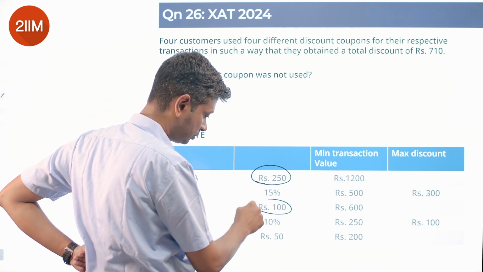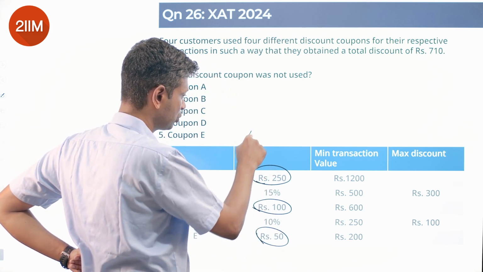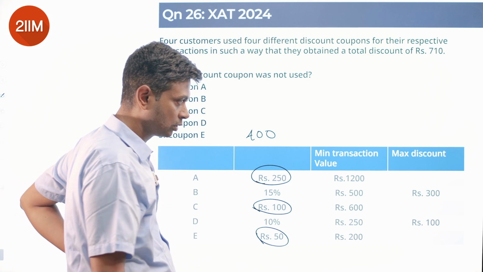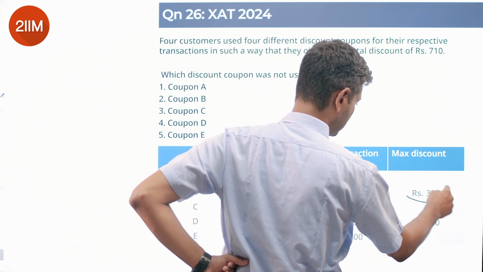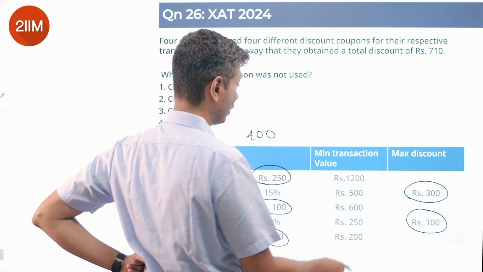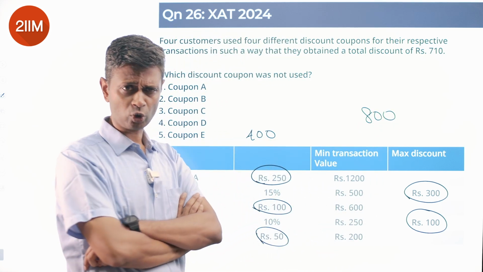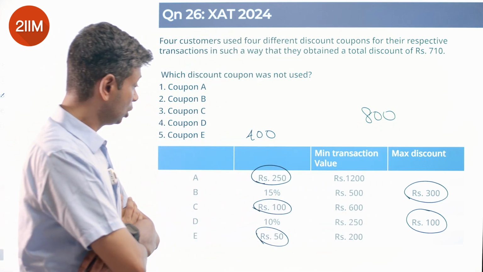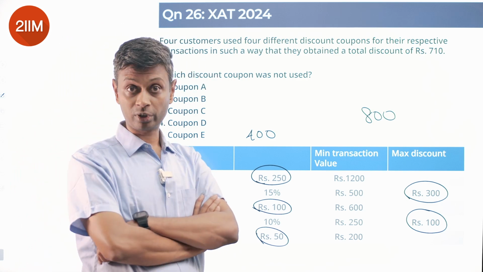This is 100. This is 50. You add these 3, it comes to 400. The maximum possible discount here is 300 and here is 100. So the maximum you can avail is 800. Maximum possible discount is only 800 bucks. 250 plus 100, 350 plus 50, 400. 300 plus 100 is 400.